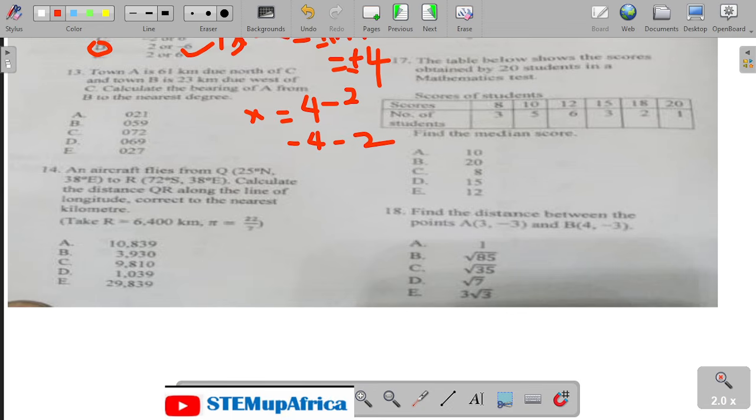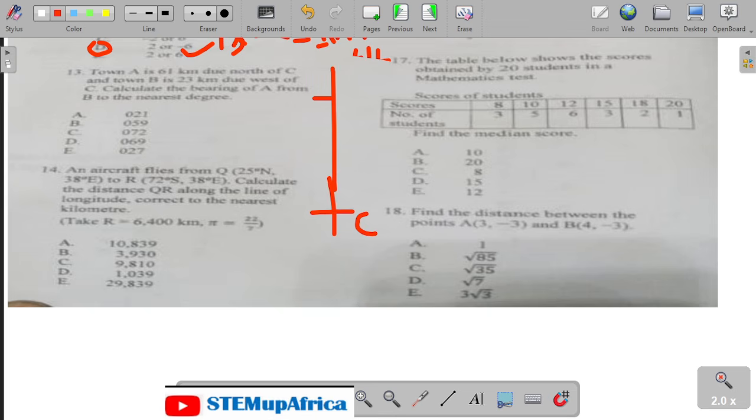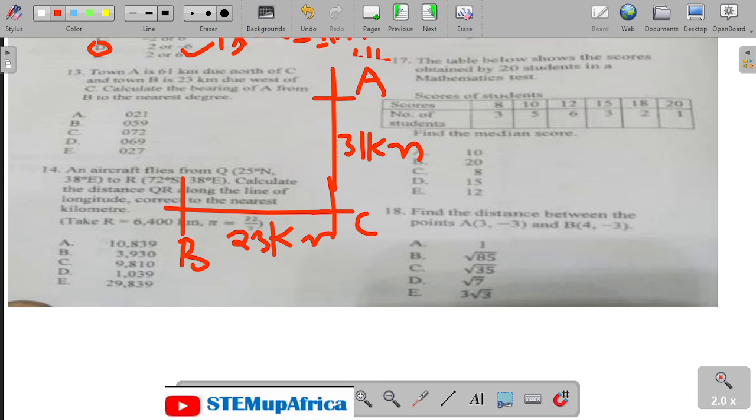Let's go to question 13. It says point A is 31 kilometers due north of point C. A is due north of C. So if this is my C, A is on the northern part of it, which is 31 kilometers. So here's point A. Then B is 23 kilometers west of C. This is the western part of C. Then I have B, which is 23 kilometers. So I can join A to B.